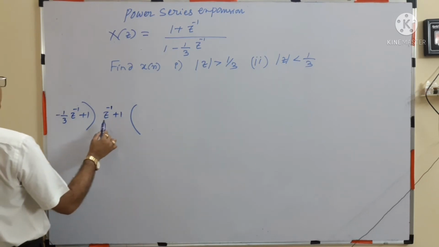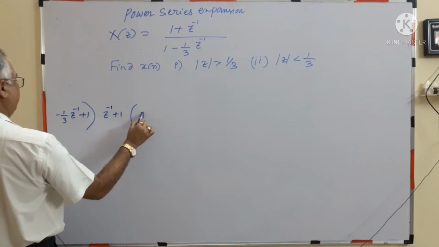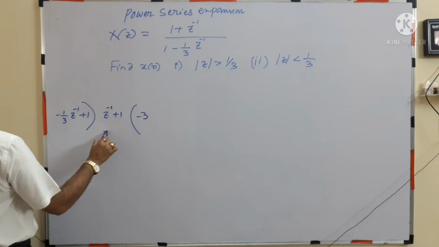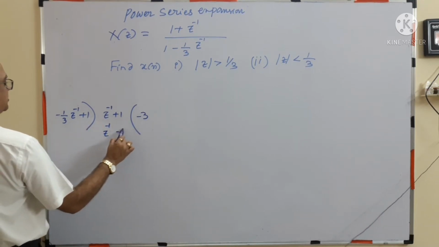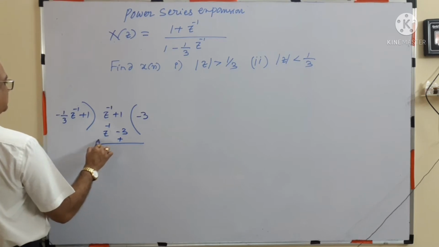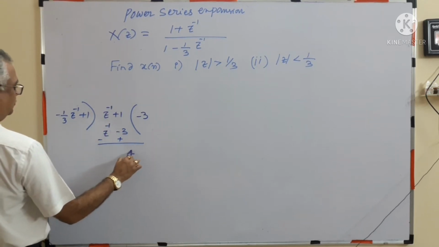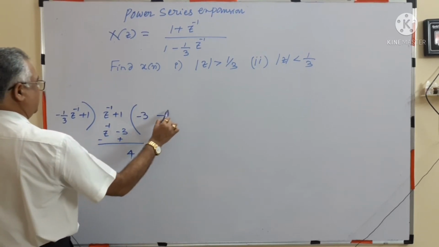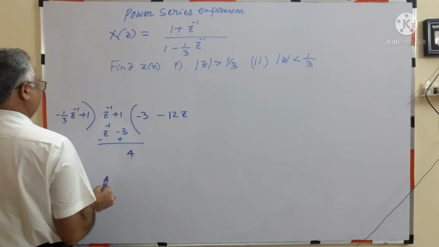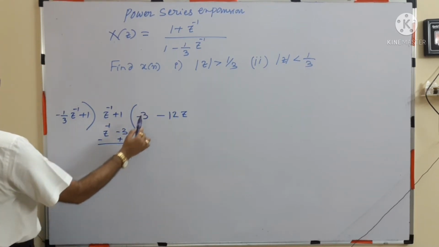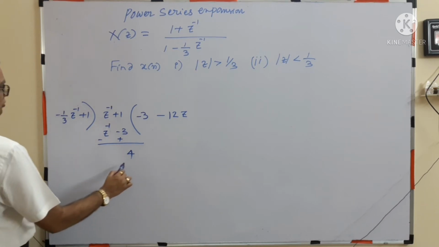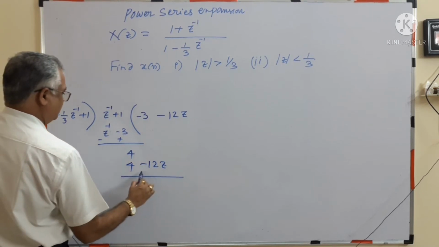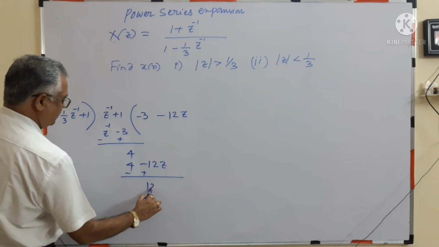So to divide here, 3, minus 3. So z inverse, minus 3, plus minus cancel, 3 plus 1 is 4. To get 4 here, minus 12z. 3 4s are 12, 4 minus minus, so you get 4, then minus 12z, plus minus cancel 12z.